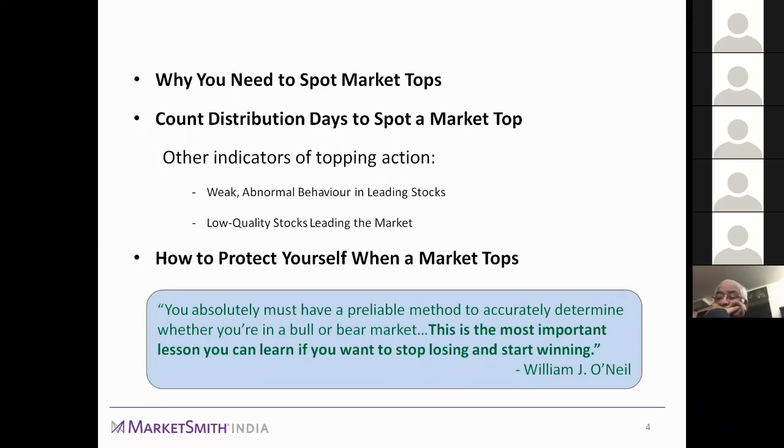There is a quote from William O'Neil which says that you absolutely must have a pre-reliable method to accurately determine whether you are in a bull or a bear market. And this is the most important lesson you can learn if you want to stop losing and start winning.